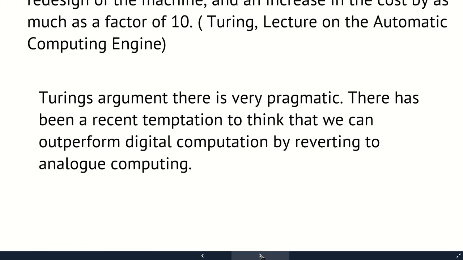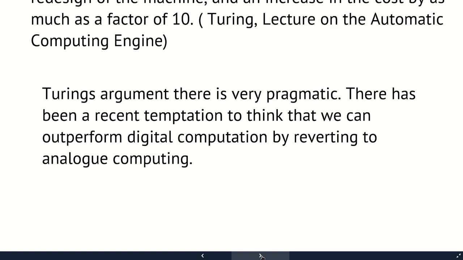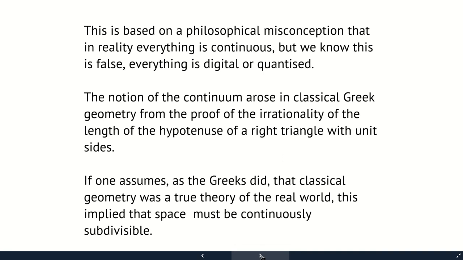Turing's argument's very pragmatic. There's been a recent temptation to think that we can do away with digital computation and revert to analog computation. And I believe this is based on an idealist philosophical misconception.